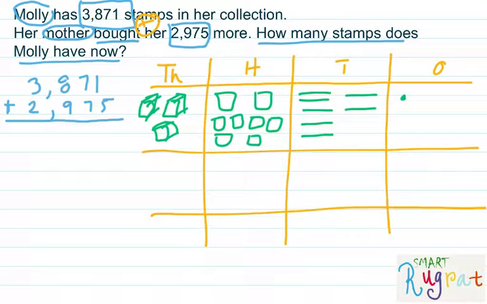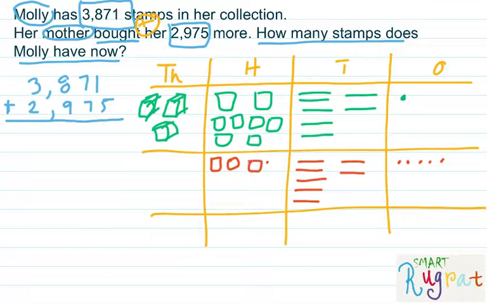Now we're going to go to the next number, and that's going to be 5 ones. 1, 2, 3, 4, 5. We have again 7 10 rods. 1, 2, 3, 4, 5, 6, 7. 900 squares. 1, 2, 3, 4, 5, 6, 7, 8, 9, and then we have 2,000 cubes.